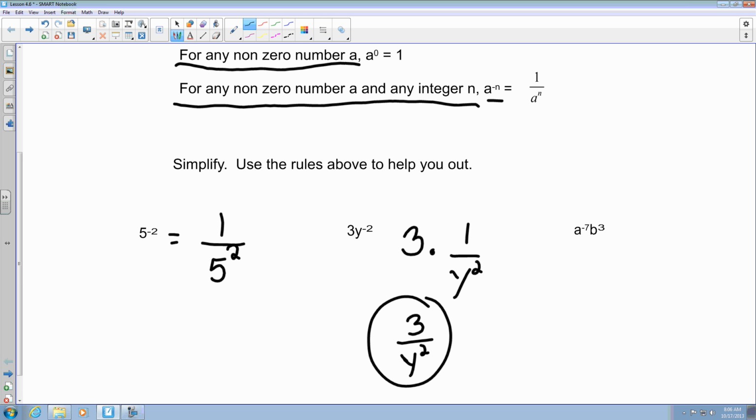Looking at the last example on this page, I have a to the negative 7 power multiplied by b to the third power. a has a negative exponent, so I have to make it 1 over a to the 7th, multiplied by b, which is already a positive exponent of 3, so I'm going to leave that in the numerator. So when I multiply this across, it's going to be b to the third over a to the 7th. Okay?